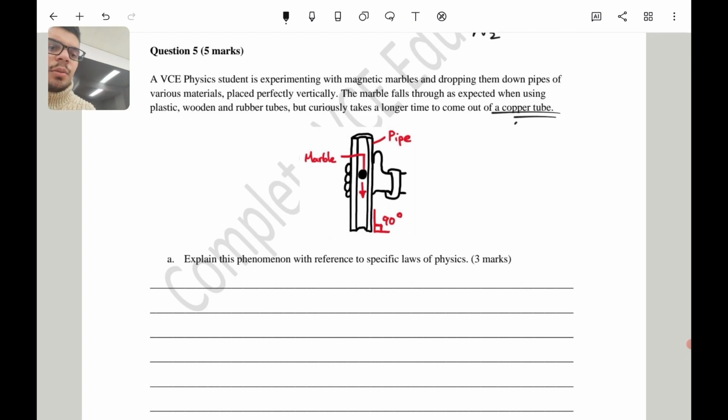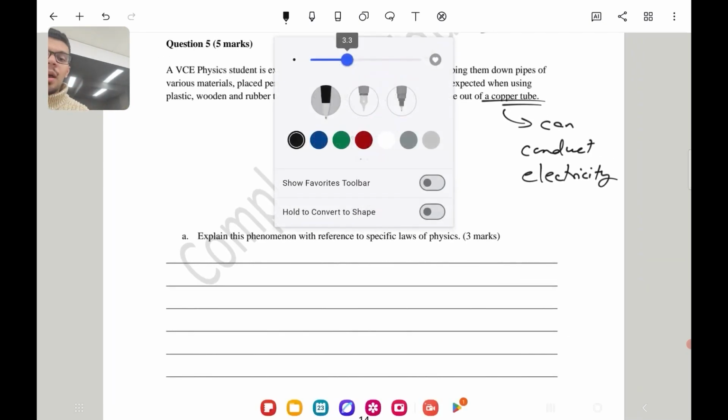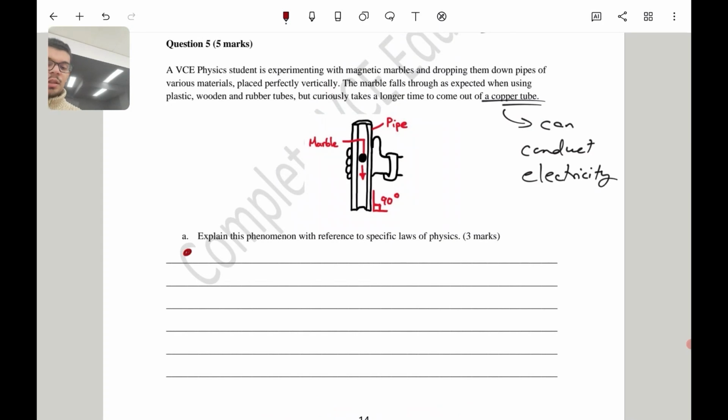Okay, so copper, we know it can actually conduct electricity. So the electricity doesn't want to be induced, and the electricity will fight back against what is causing it to be induced. Okay, so let's start this. Explain this phenomenon with reference to specific laws of physics. All right, so we have to mention, guys, our Lenz's law. So Lenz's law is applicable to this question.